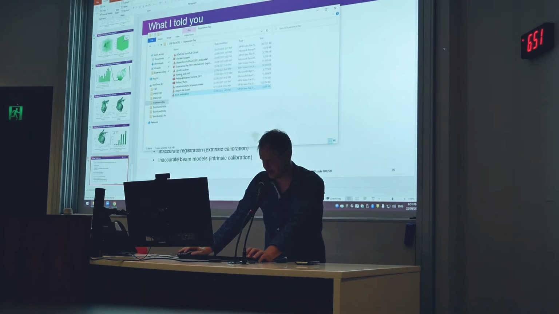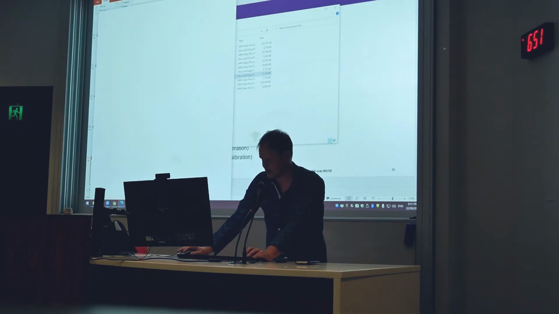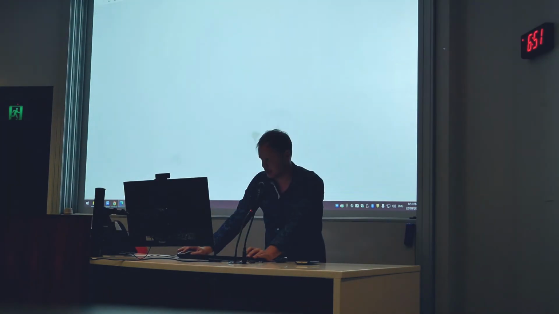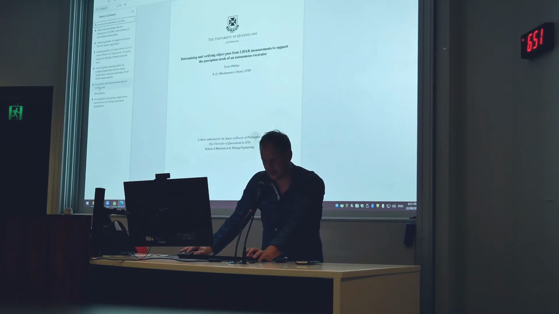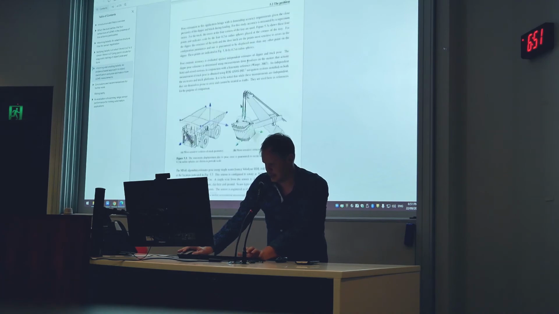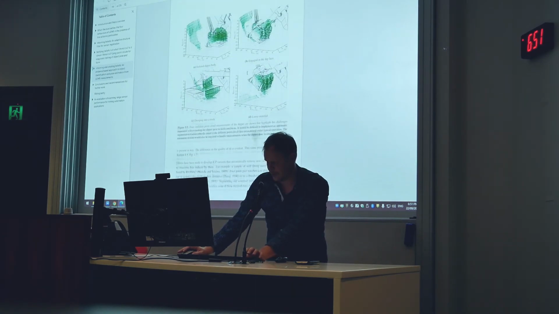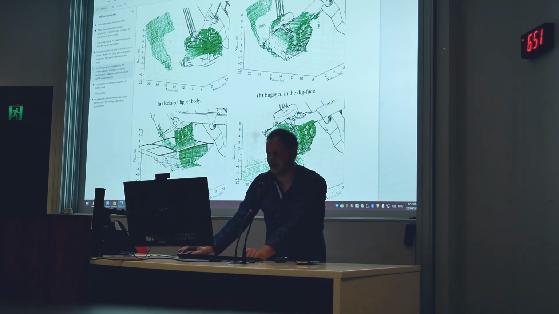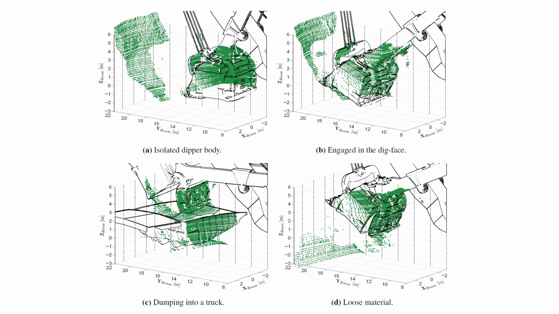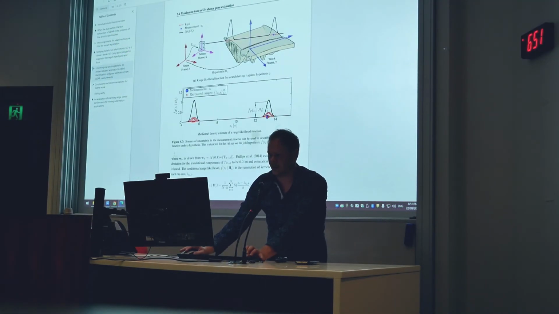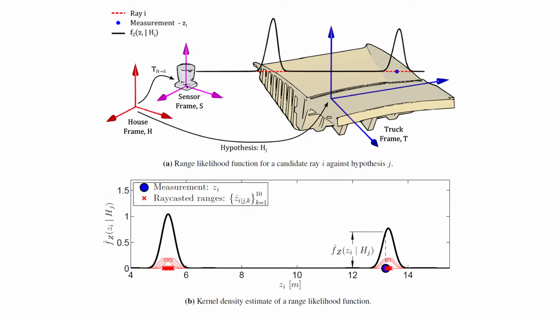And I think that is all of the videos that relate to this talk. I can dig up my PhD and show you a bit more of the truck tray. I've still got time. So we can find the dipper when it's isolated, when it's halfway through the dig face, when it's open, when it's dropping material all over the place. We can, that's the entire algorithm I just went through. That's the measurement uncertainty model.